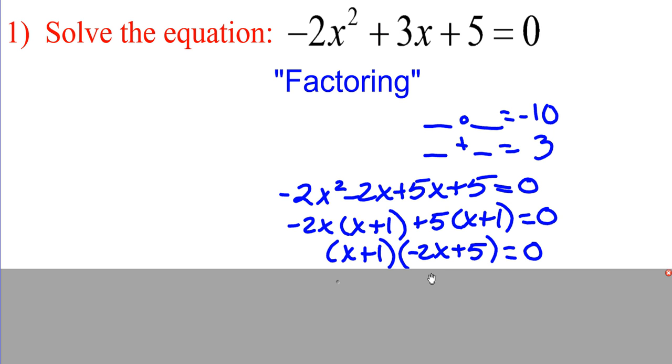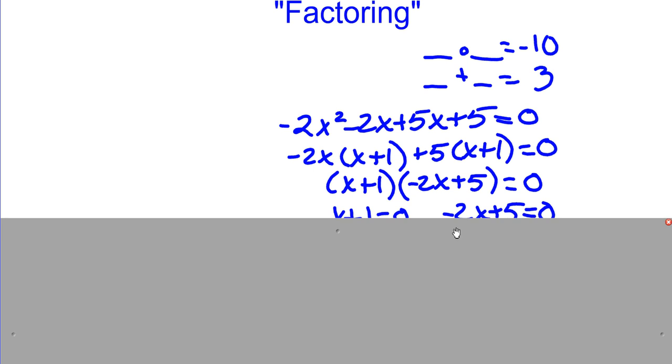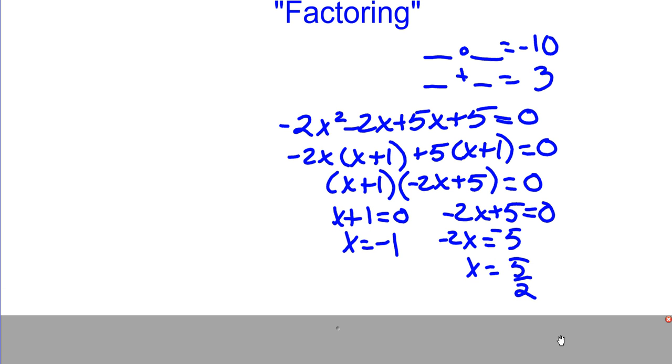Again, looking at your factors, we take each factor, set them equal to 0, and solve. So I could have x plus 1 equals 0 and -2x plus 5 is equal to 0. We undo each of these equations to solve for x. So on the left, we would subtract 1 from each side, and on the right, there's two steps to do. We'd have to subtract 5 and then divide by -2. Again, resulting in your answers of -1 and 5/2.